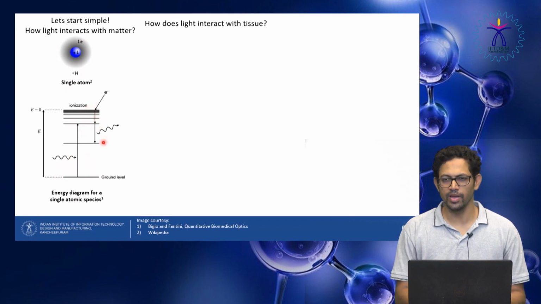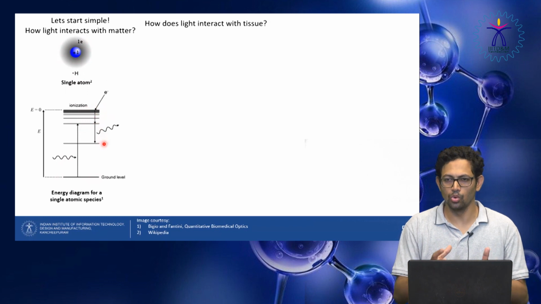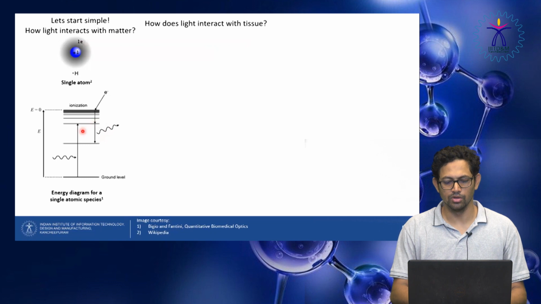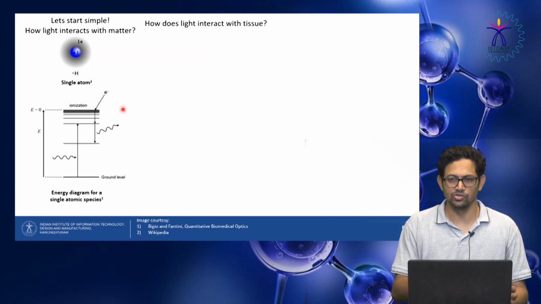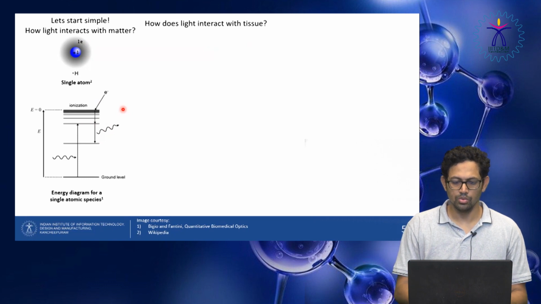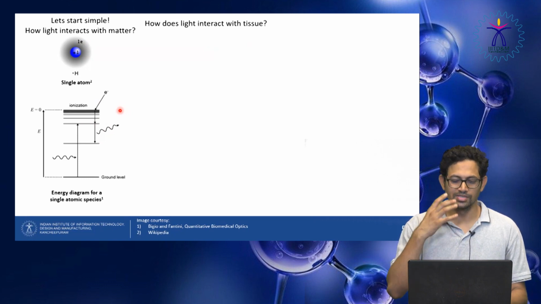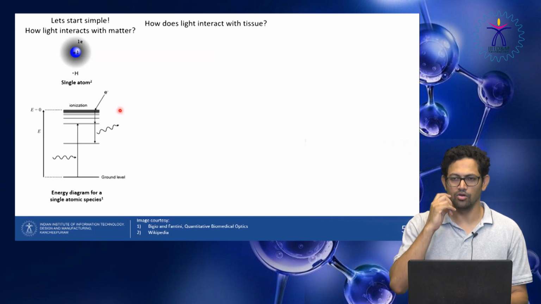And while it jumps back, it may not reach its own ground state, but it may stay a little bit up and down, above and below the energy levels, and it may or may not emit the same wavelength of light that we incident on this electron. Now this is the case when we talk about a single atomic species. How does the photon of light interact with a single atomic species?